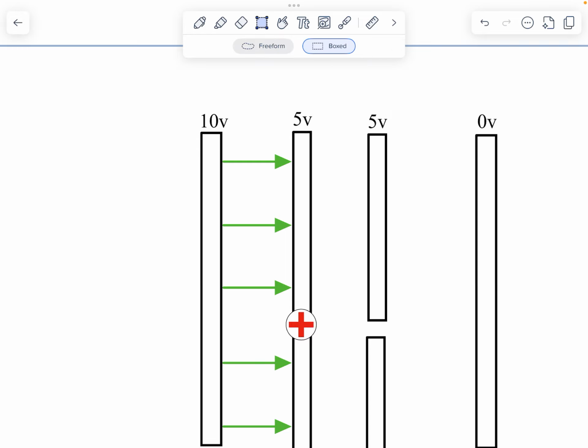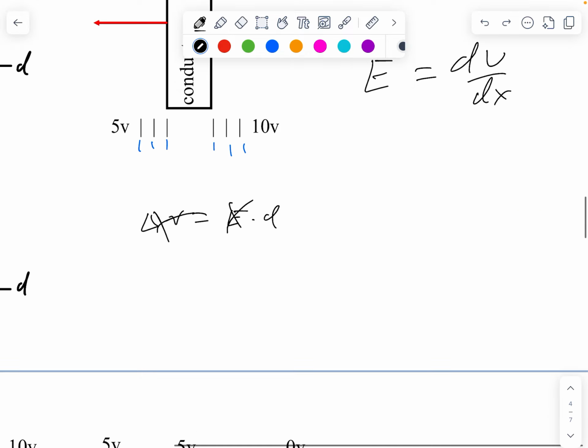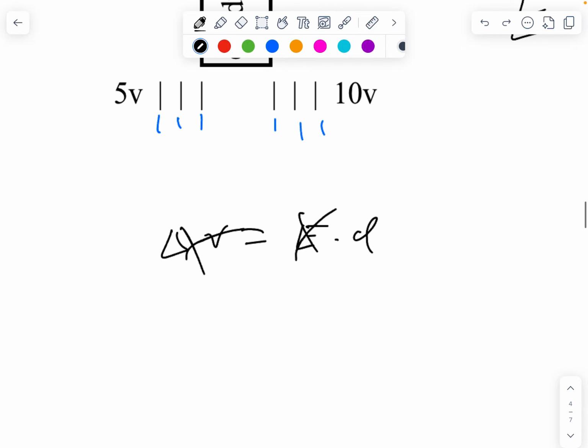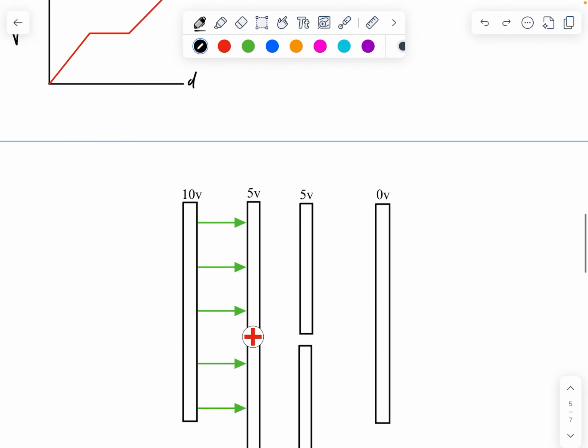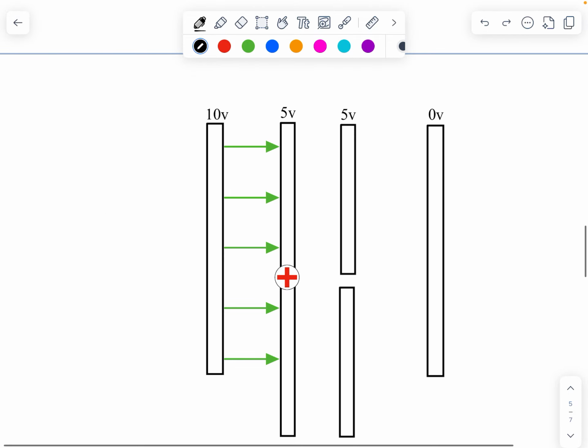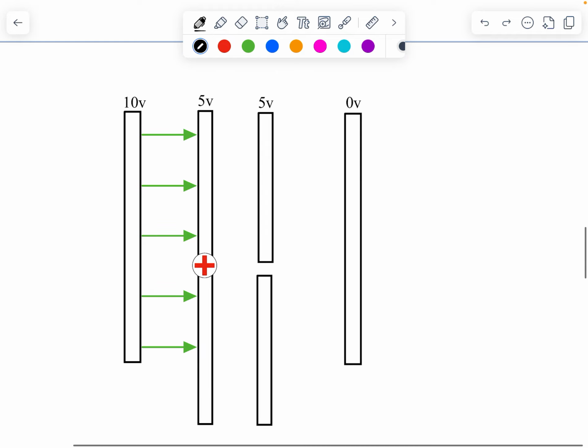Now, if I look at the next 2 plates, I have a 5 volt and a 5 volt. There's no change in voltage here. There's some distance of separation, but again, delta V is equal to E times D. There's no change in voltage here, which means that there's no field in between these 2 plates. So nothing to draw.